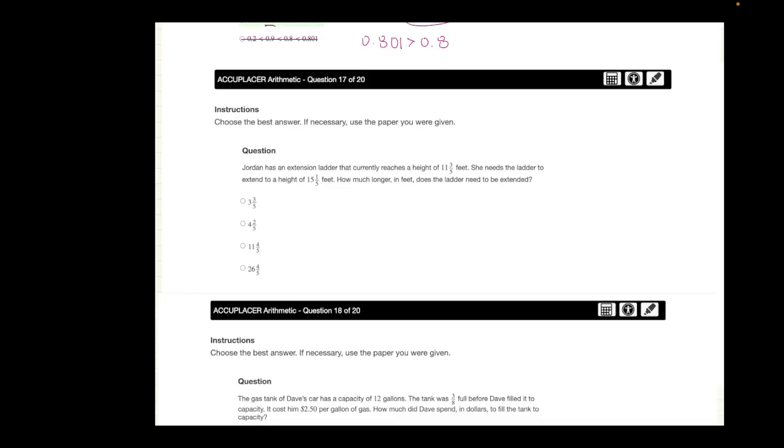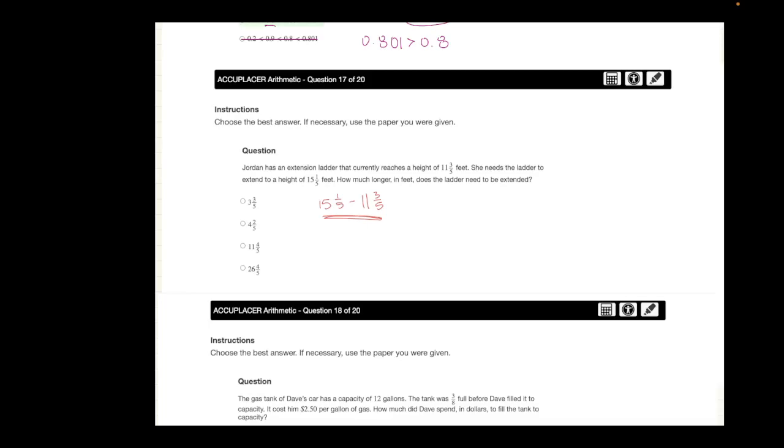Okay, so this is just a simple subtraction problem, except we're using fractions now. So we'll set it up as 15 1/5 minus 11 3/5. Now, you can't exactly subtract it like this. You have to convert these fractions to improper fractions. There you go.